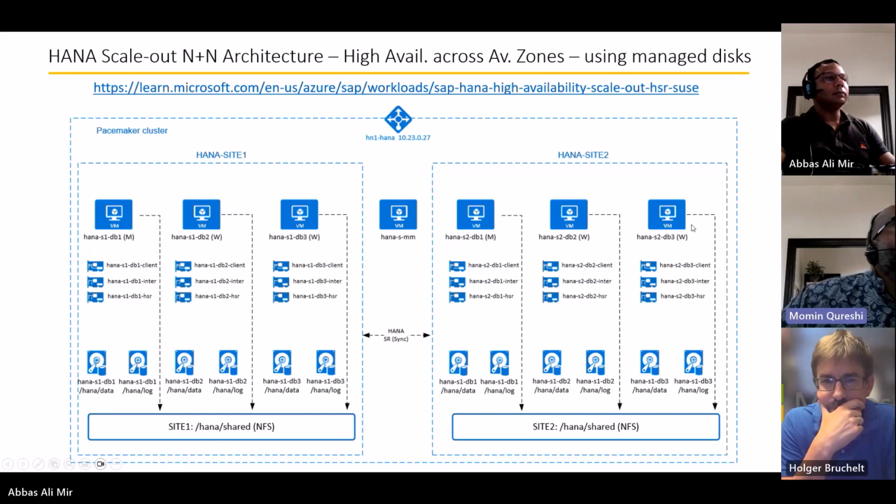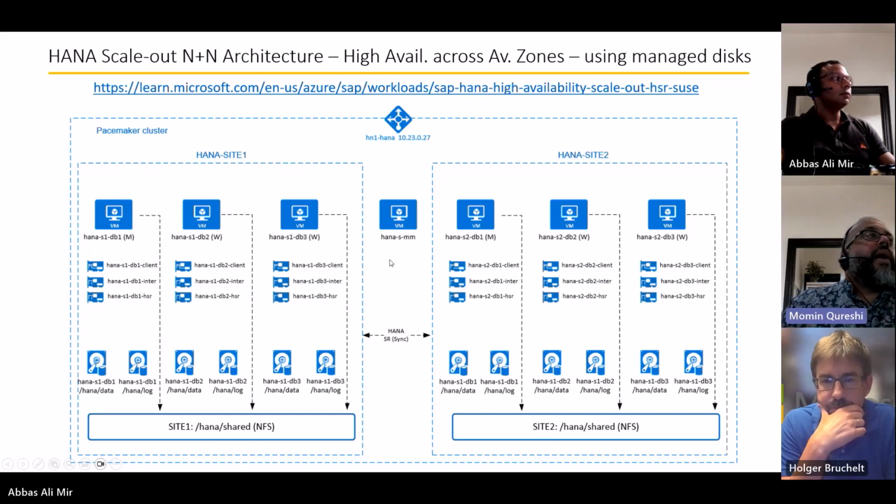You see a VM in the middle, which will actually be in zone 3. This is the majority maker. This is used for pacemaker, and all these nodes are controlled by pacemaker. If there is an issue, let's say with any of the nodes in site 1 or zone 1, pacemaker will fail over to zone 2 or site 2, and vice versa. If there's an issue in zone 2 or site 2, pacemaker has the intelligence to fail over to zone 1. The databases are kept in sync using HANA system replication.